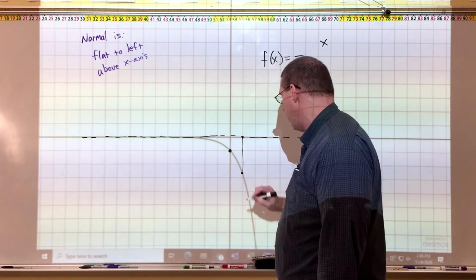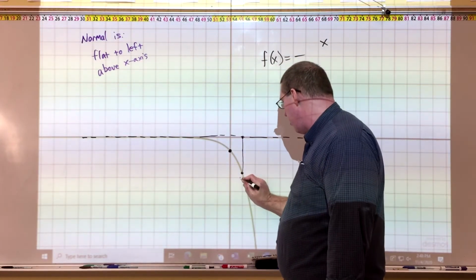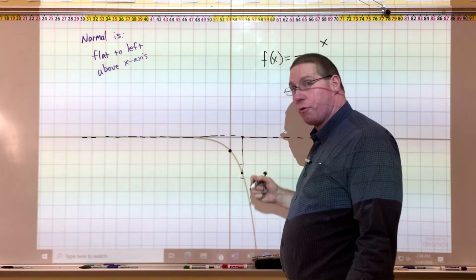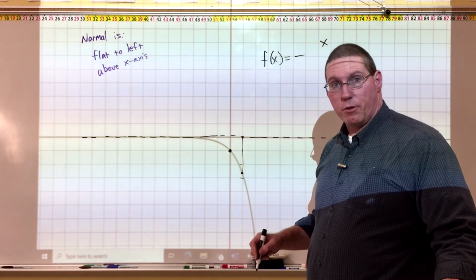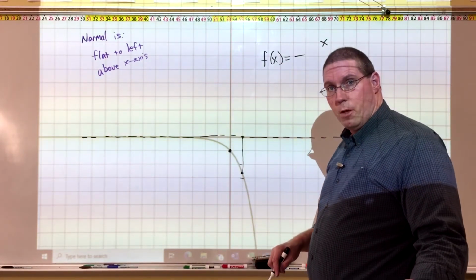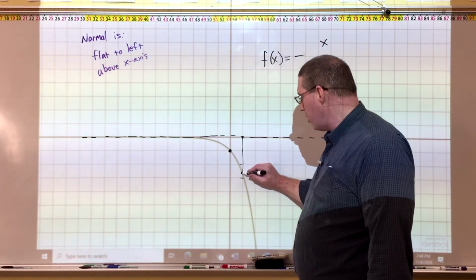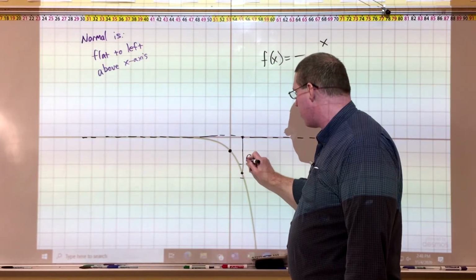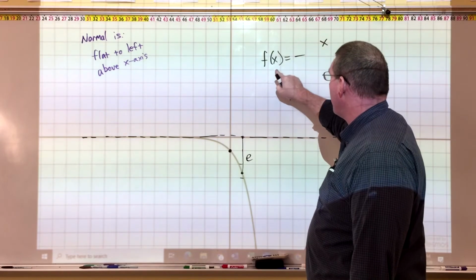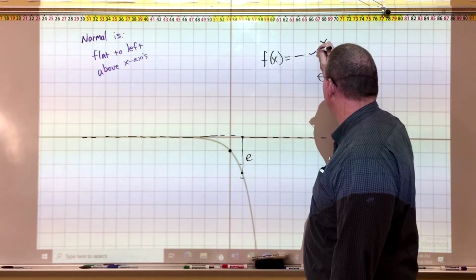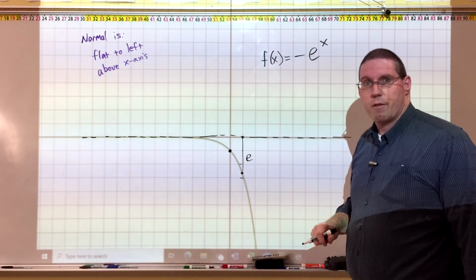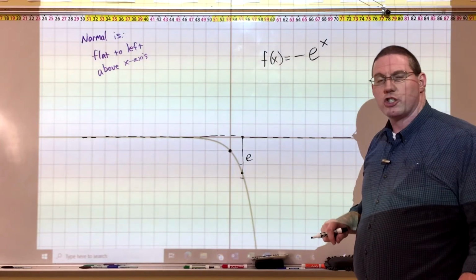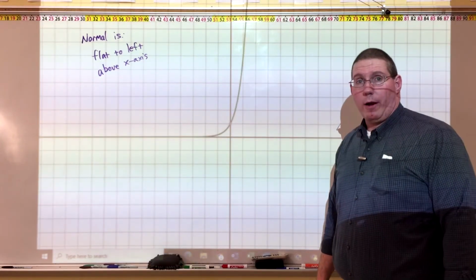What is that distance? Well, that distance looks like it's between 2 and 3, but closer to 3. Well, I explained this to you in one of the previous videos. When the value is between 2 and 3, but closer to 3, that means that it's e, right? And so this is f of x is equal to negative e to the x power, okay? All right, let's just try one more. All right, here's our last one.